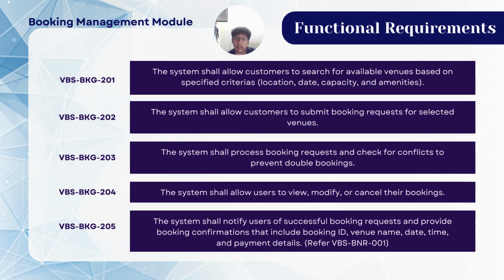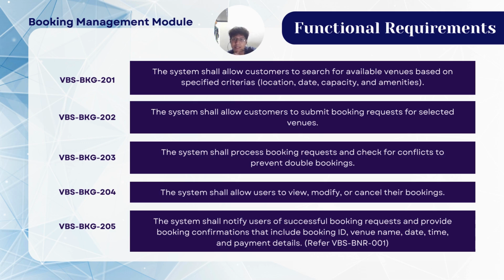Moving on with the next module in the functional requirements of the venue booking system is the booking management module. Starting off with 201 is the system shall allow customers to search for available venues based on specified criteria, in this case location, date, capacity, and amenities. For 202 is the system shall allow customers to submit booking requests for selected venues. 203 says the system shall process booking requests and check for conflicts to prevent double bookings.